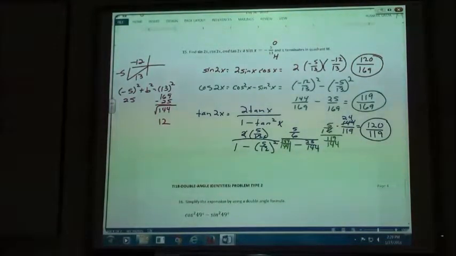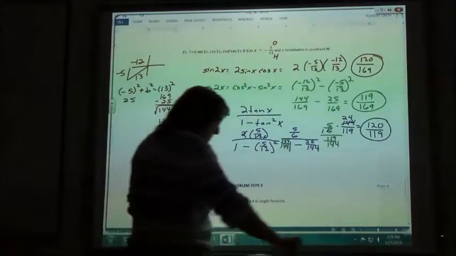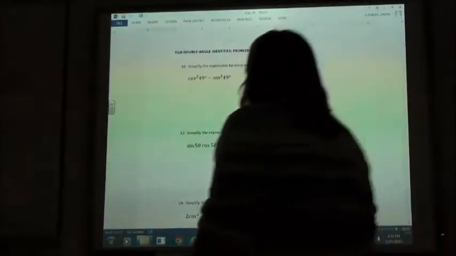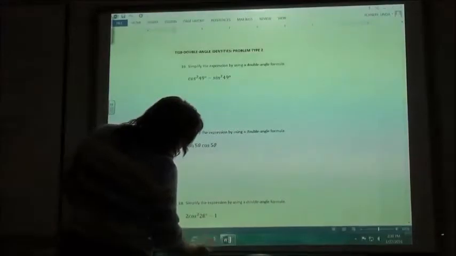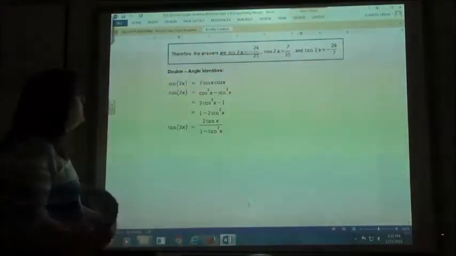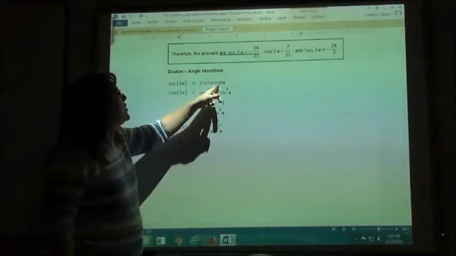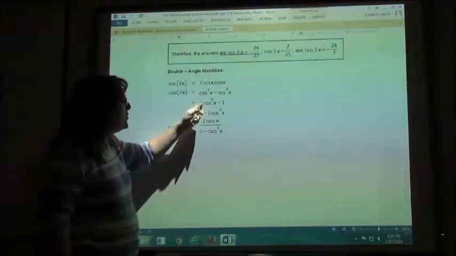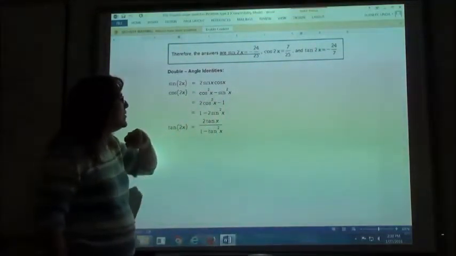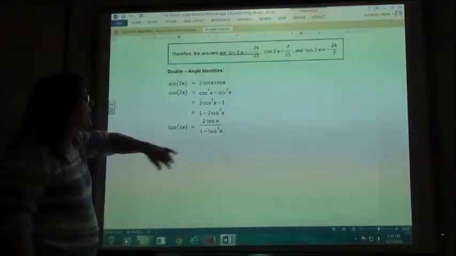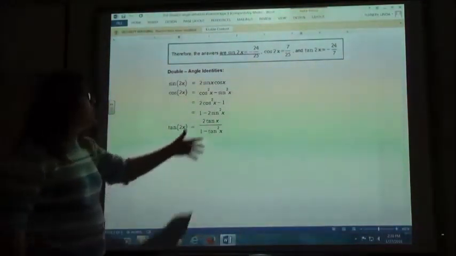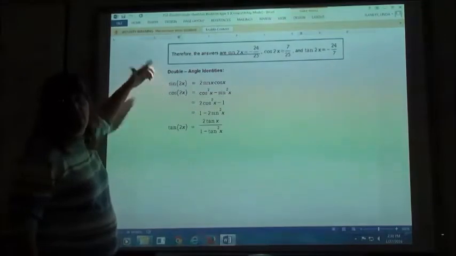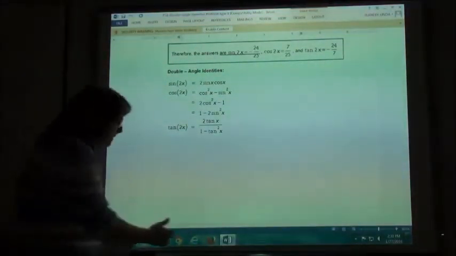So double angle identities there. 16, 17, and 18, again, we're doing the double angle identities. I'm going to bring them up again. So sine of 2x is 2 sine of x cosine of x. Cosine of 2x is cosine squared minus sine squared, 2 cosine squared minus 1, or 1 minus 2 sine squared. And tangent, 2 tangent of x over 1 minus tangent squared of x. These ones we're going to kind of go in reverse order, so they're going to look like this form, and we're going to put them into the double angle and simplify. So it's going to be pretty easy to do.